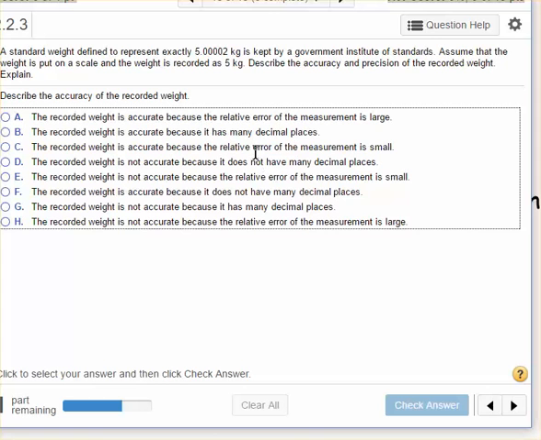Let's revisit that. The relative error, meaning the difference. No, relative error is not what we're looking at. We're looking at absolute error. Keep going. The recorded weight is not accurate? I disagree, it is accurate. Forget that one. The recorded weight is accurate because it does not have many decimal places? Well, so far I didn't like any of these. The one that I liked the most is C: the recorded weight is accurate because the relative error of the measurement is small. And that is true. If we divided and multiplied by 100, we would get a small one. So let's choose C.